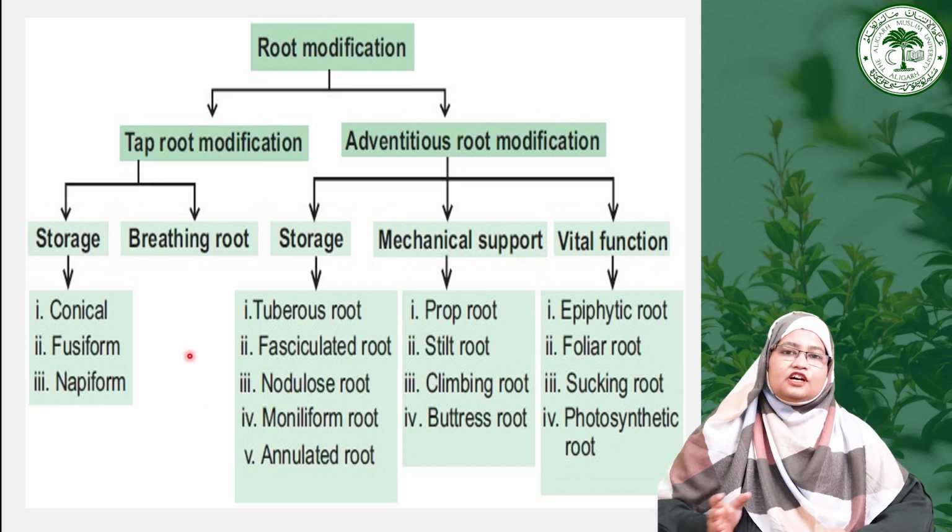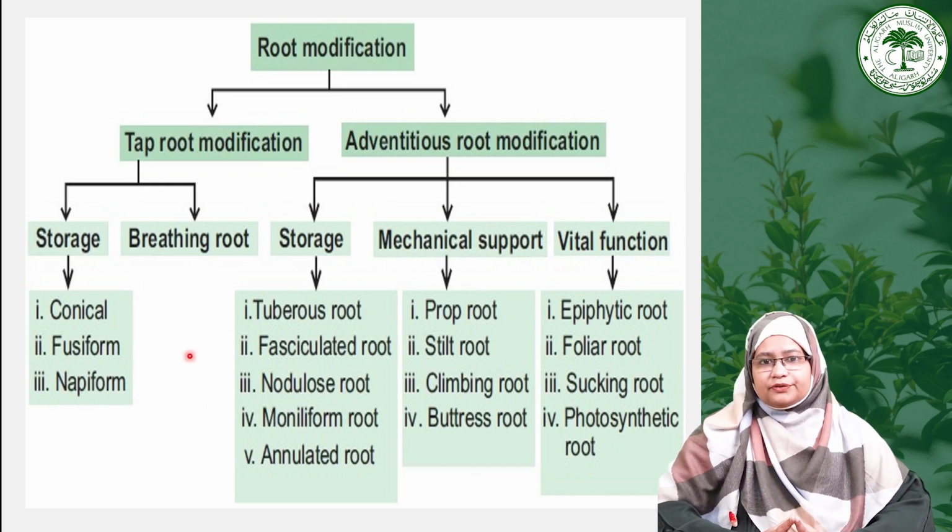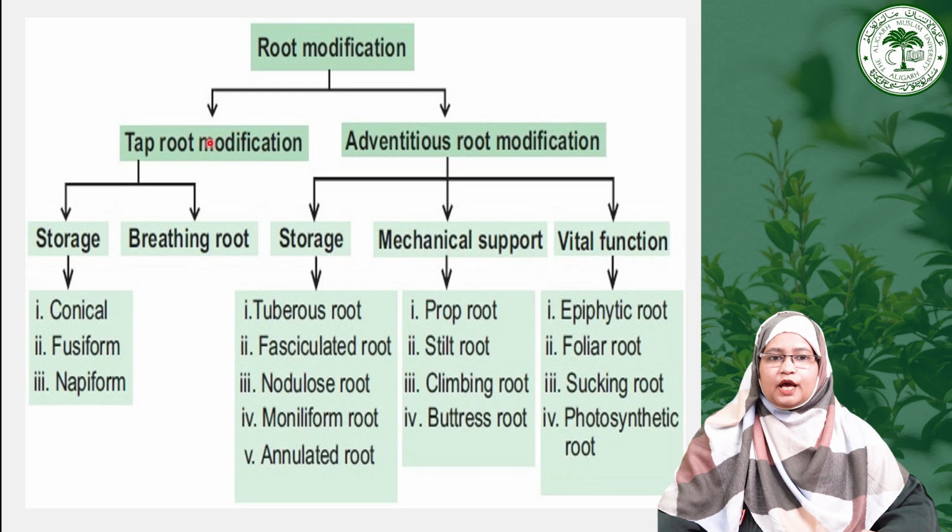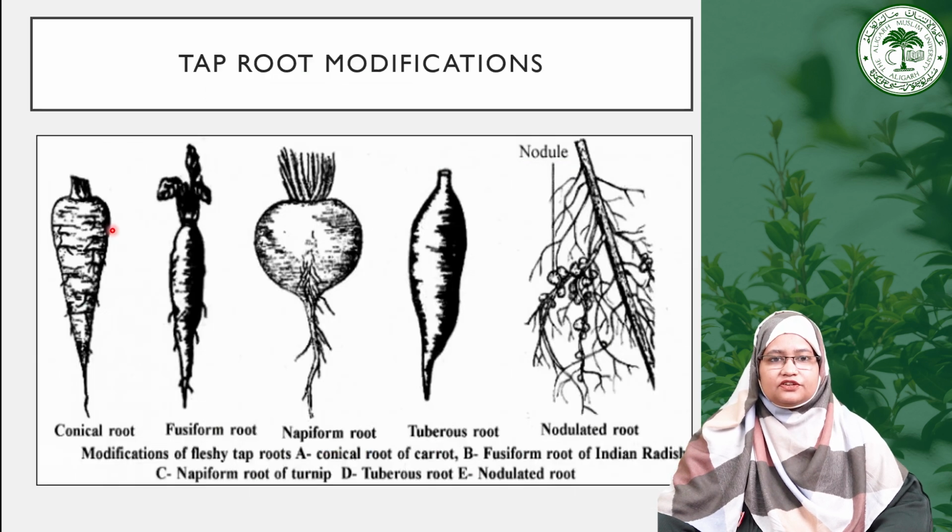Now, moving towards the modifications of root. The first is the taproot modification, and the next one is the adventitious root modification. The taproot is modified mainly for two functions: either for storage, as in the conical, fusiform or napiform forms, and the next is the breathing root. Further, adventitious root also has three categories: for storage, for mechanical support, and for vital function. So, now moving towards the first, taproot modification in the storage category.